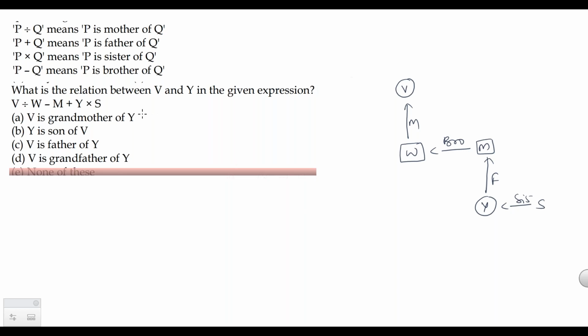Right? Now the question is, how is V related to Y in this expression? You can see between V and Y we have two generation gaps. So two generation gaps means it must be grandmother. So V is the grandmother of Y is the answer. You can see Y's father is M. M and W are brothers. For both M and W, V is the mother. So father's mother is grandmother. V is the grandmother of Y.